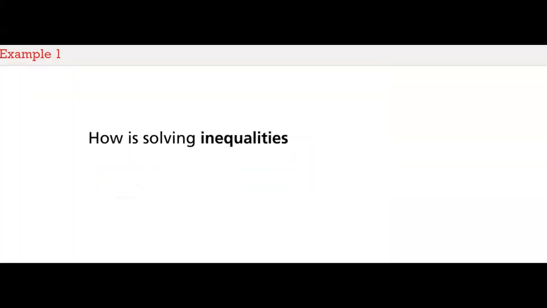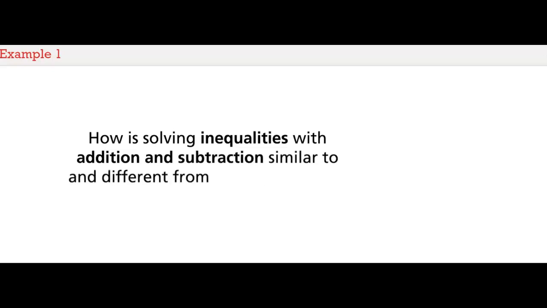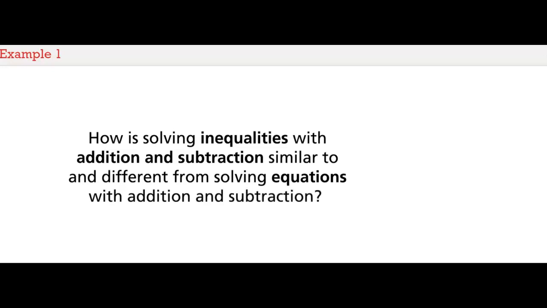How is solving inequalities with addition and subtraction similar to and different from solving equations with addition and subtraction? Think about this question during the lesson.